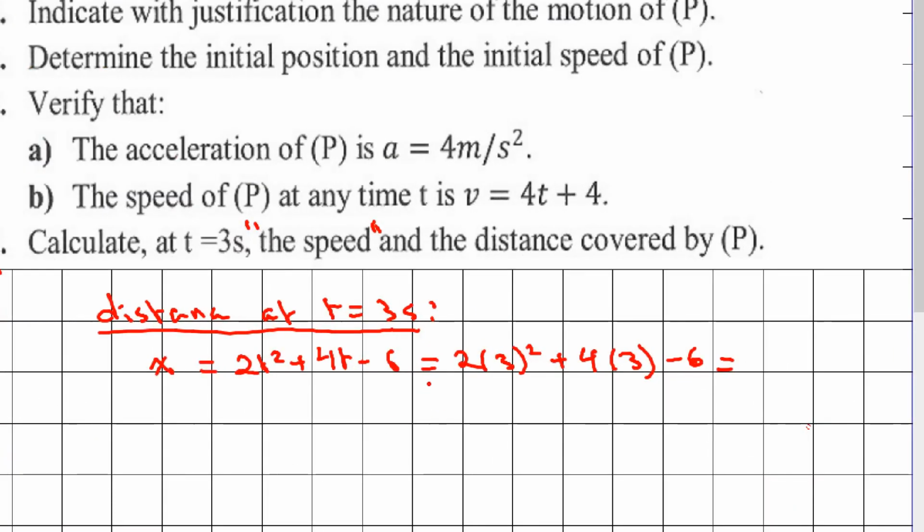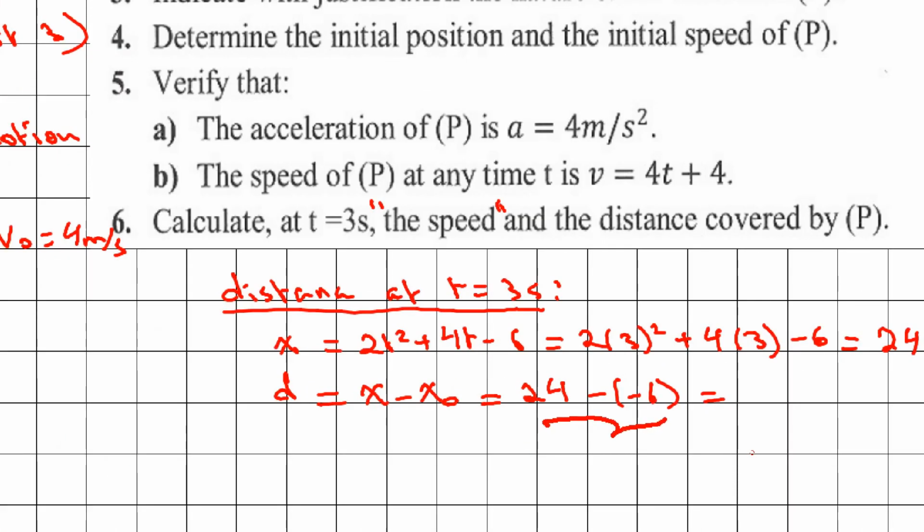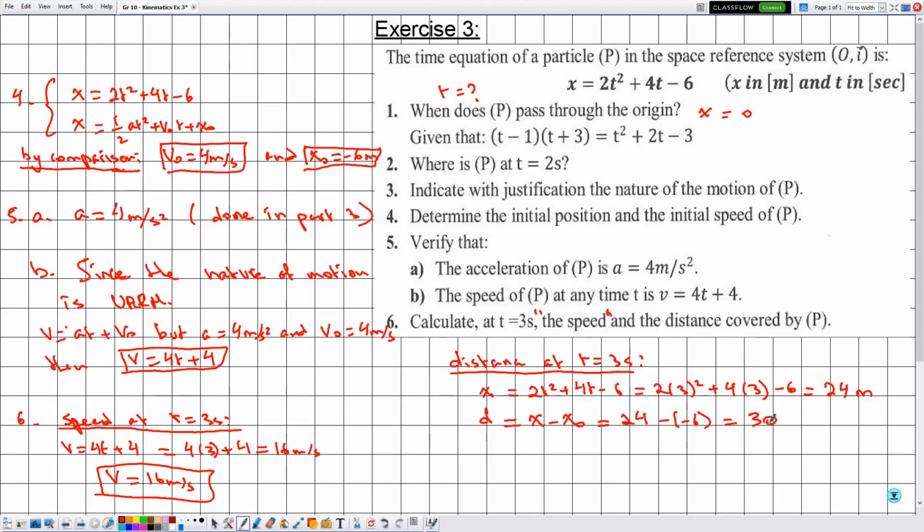Now plugging this expression into the calculator, the value of x is given by 24. Since everything is expressed in the SI, the value of x will be in meters. Now we are ready to calculate the distance, which is given by x minus x0. The value of x is given by 24, whereas the value of x0 is given by -6. Now plugging this expression into the calculator, the value of d is given by 30. Since everything previously is expressed in the SI, the value of d will be in meters. So the distance covered at the instant t is equal to 3 seconds is given by 30 meters.